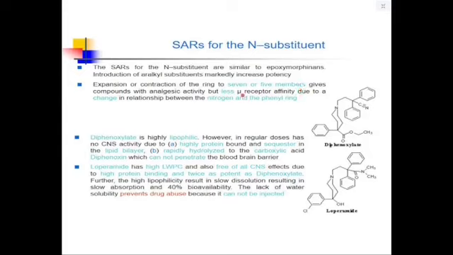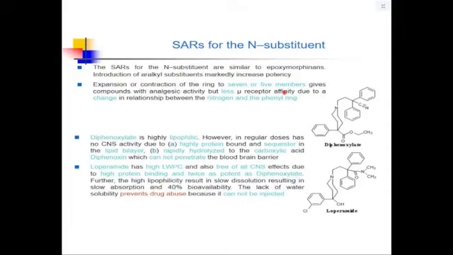But the other point we have not said is this one: expansion or contraction of the ring to a 7- or 5-membered ring gives compounds with analgesic activity, but less mu receptor affinity due to the change in the relationship between the nitrogen and the phenyl ring. So you can increase the size, you can decrease the size, but it's of no benefit. The resultant compounds will have much, much lower activity.